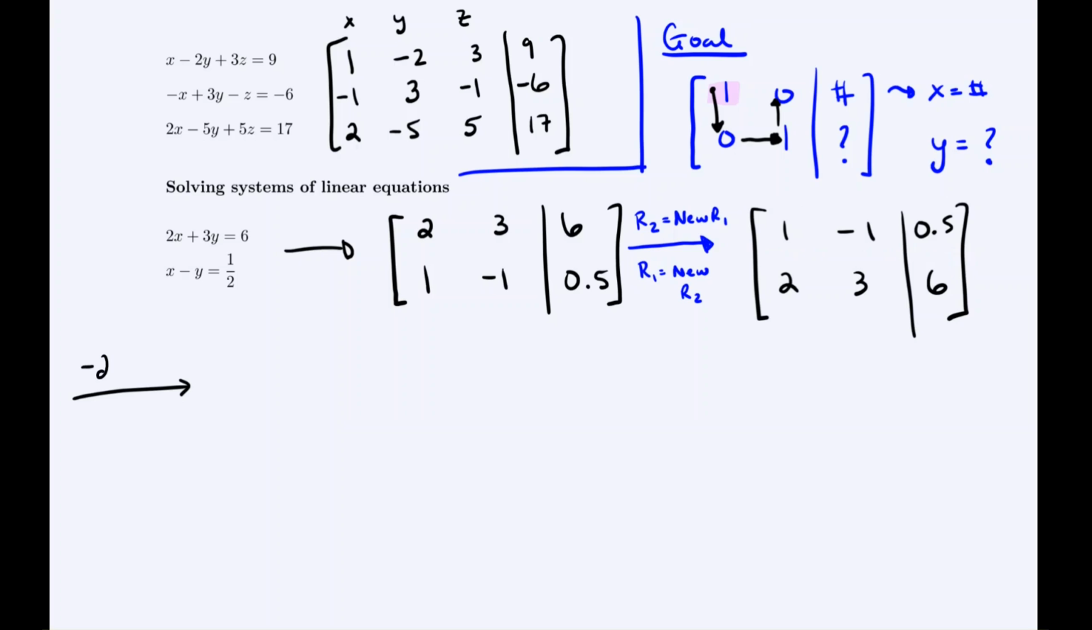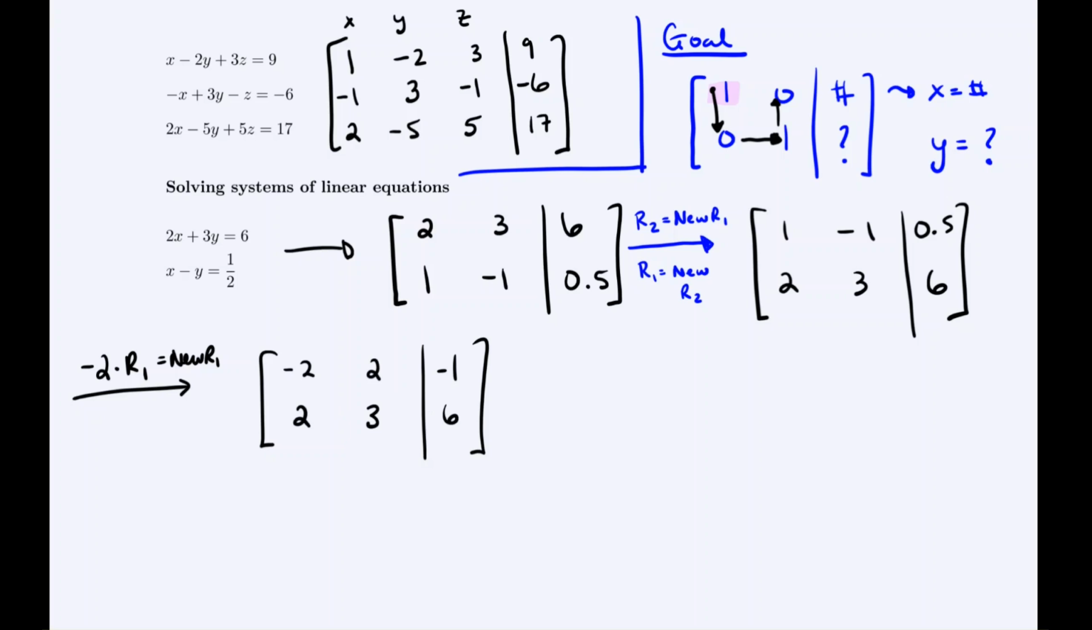So I'm going to say -2 times row 1 is my new row 1. Row 2 stays the same. So let's think, -2 times 1 is -2, -2 times -1 is +2, -2 times 0.5 is -1. And I'll just leave row 2 the same, we didn't do anything there.